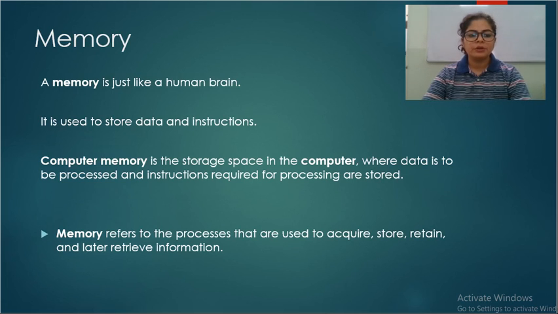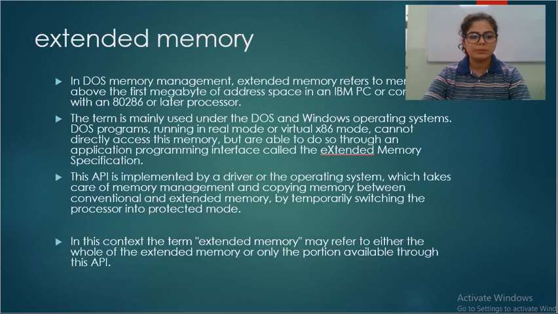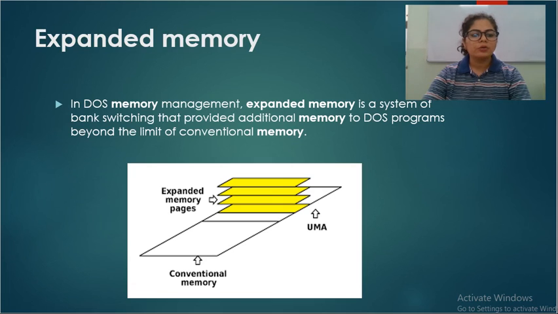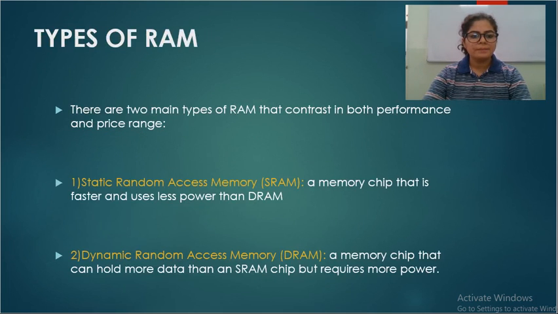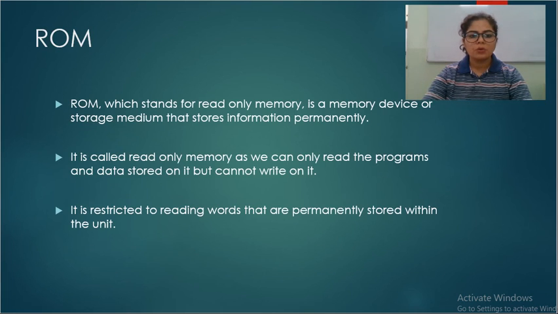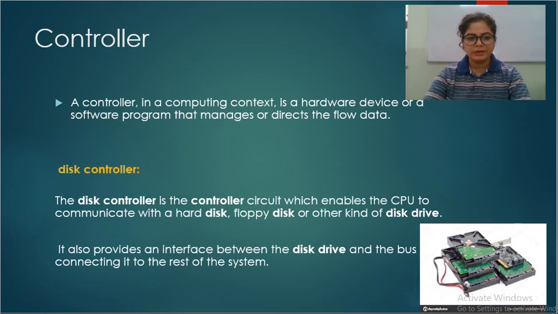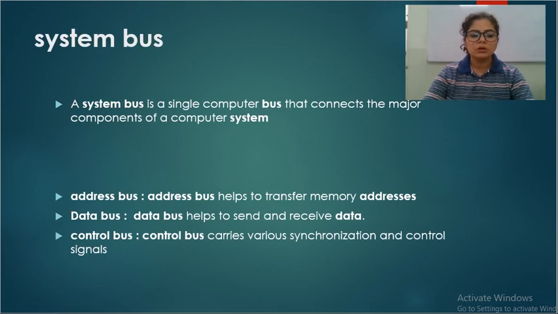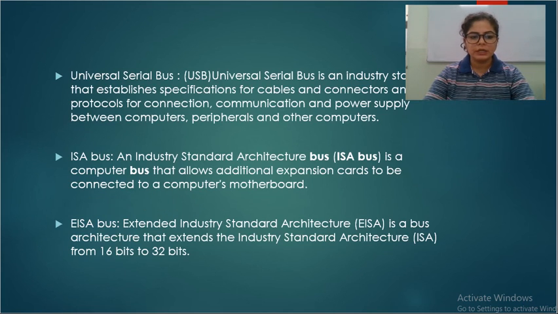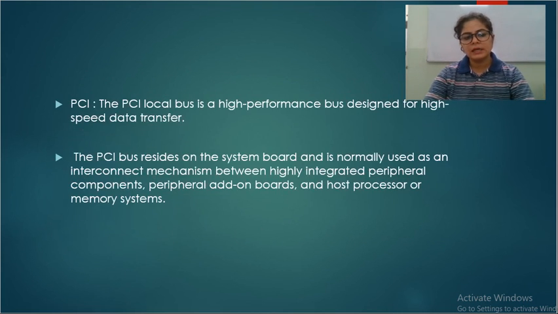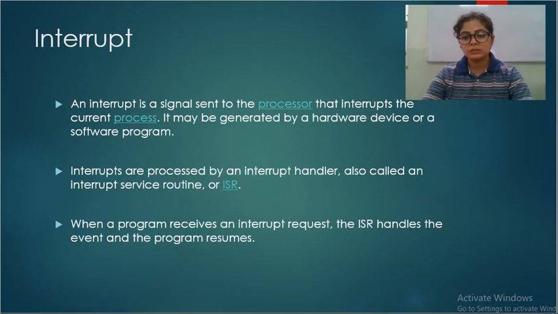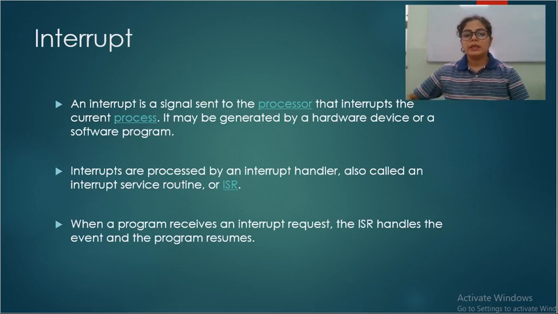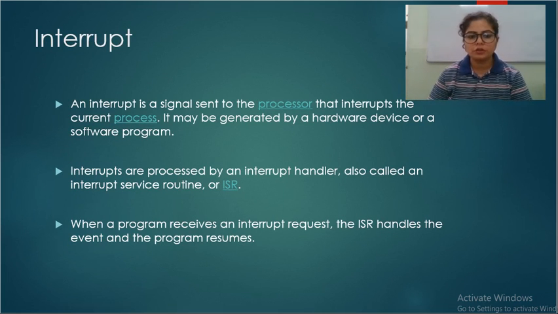After that we studied memory and its different categories: conventional memory, expanded memory, extended memory, RAM and ROM. After that we studied controllers, where we covered the disk controller and DMA controller. The last topic was system bus, where we studied different categories of buses and interrupt. With this, students, we have finished the third unit of CS2. In the next session we will start with the fourth unit of CS2.